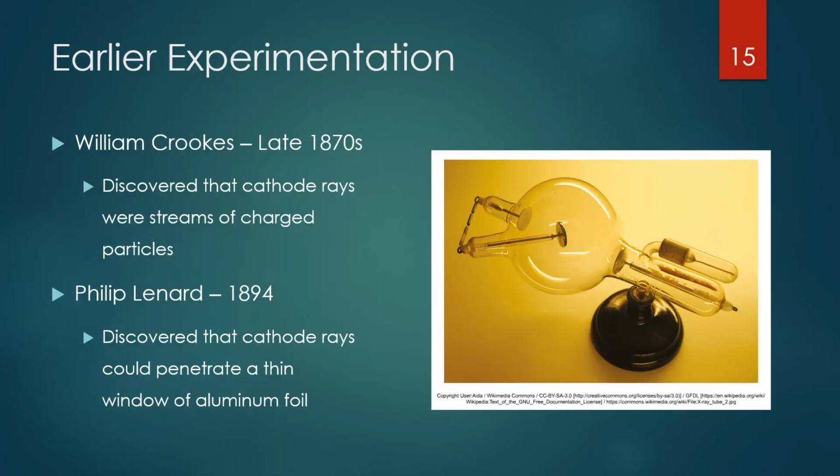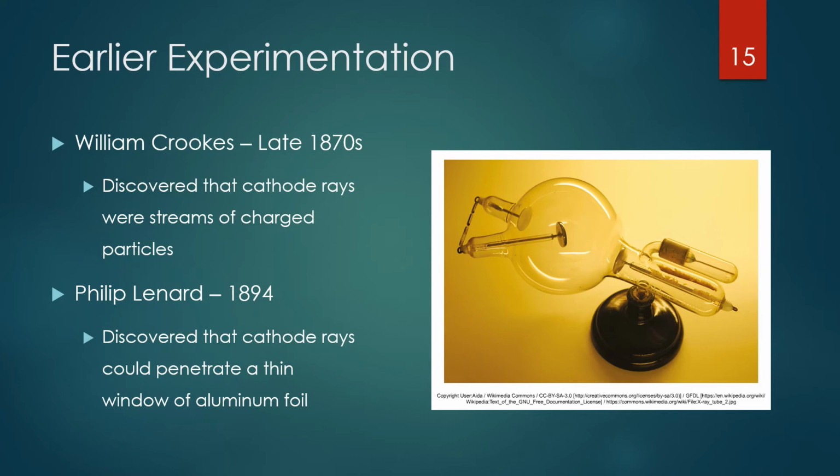And then in the late 1870s, we have William Crookes, and he discovers that cathode rays were actually streams of charged particles. Crookes ends up making many discoveries with these vacuum tubes and cathode rays, and they end up leading to the discovery of the TV tube, which I think is pretty important for every screen that you've ever looked at.